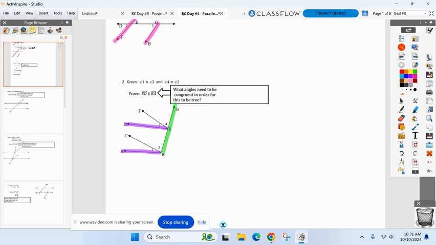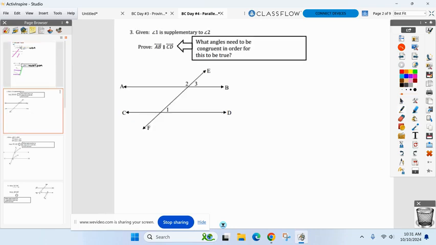Anybody see a pair of angles that would be congruent if they were parallel? Bennett, what's good? GED would need to be congruent to angle EBA. Yep. So use your givens to get them congruent. Use your givens to get them congruent. And some of you are probably seeing it as you do it, but all right, let's just keep going.